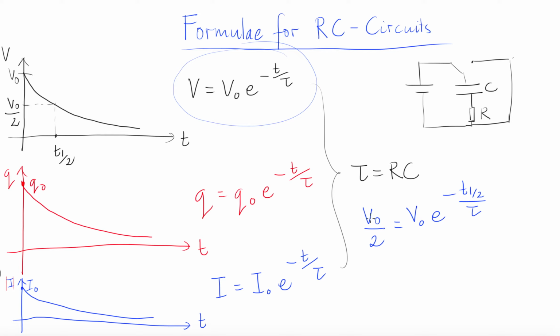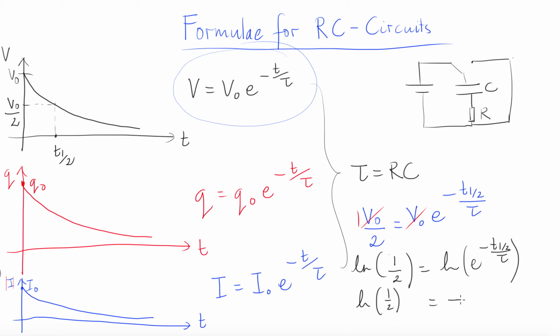Now the V0s on either side cancel, we're left with just ones, and because we have an exponential function on this side, to get rid of the exponential we have to take natural logarithms. So ln of V over 2 equals ln of e to the negative t½ over tau. Ln of e to the something is just the something, so we're left with, sorry, it shouldn't be a V0 there, it should be a half. Ln of a half equals negative t½ over tau.